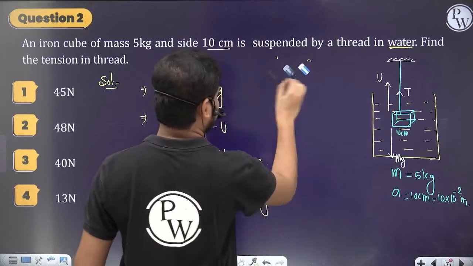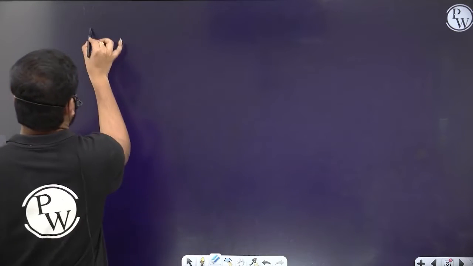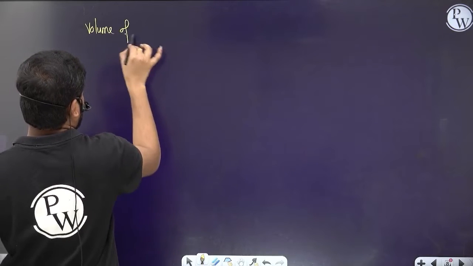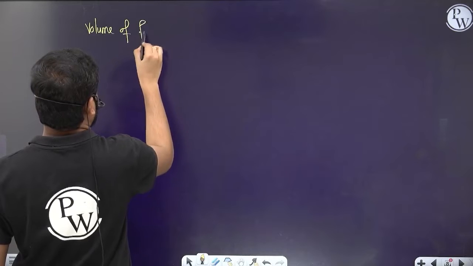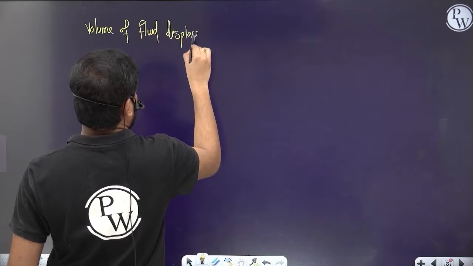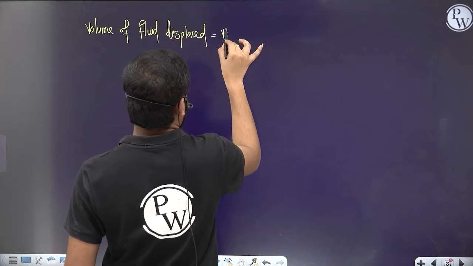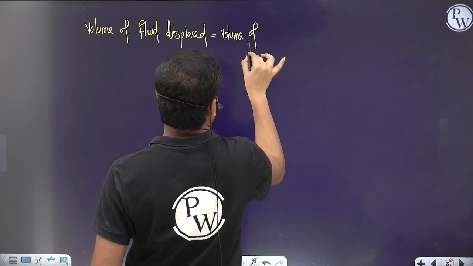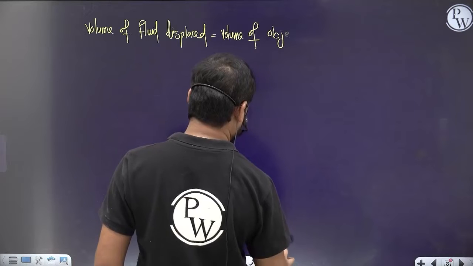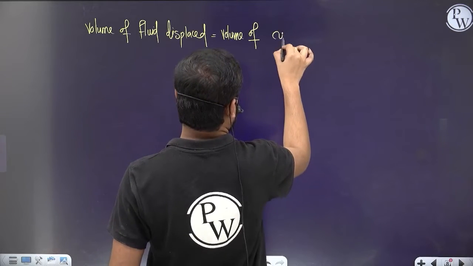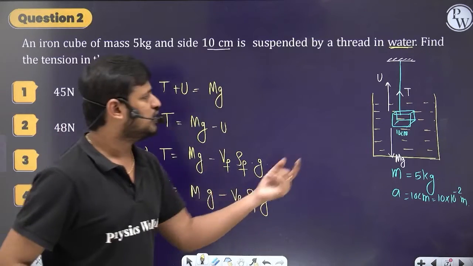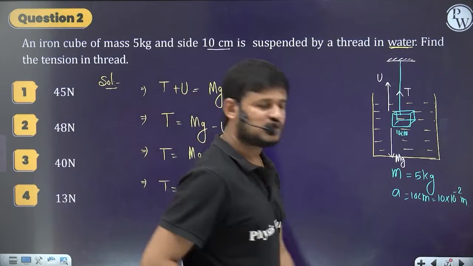I'll write it in the next slide. Okay, better. So here the volume of fluid displaced is equal to the volume of the object, or the volume of the cube. I can write directly, the object is of the shape cube, right? Because it is completely immersed in the water. So the volume of the fluid displaced is equal to the volume of the solid, or the cube.